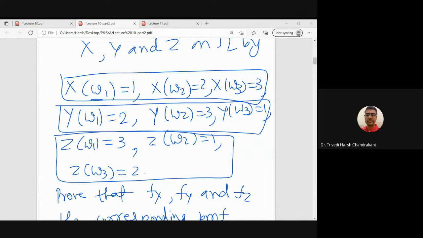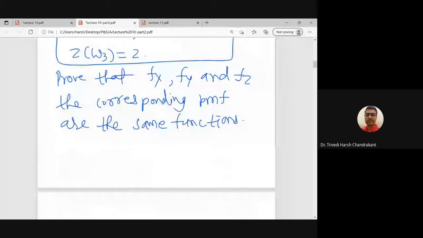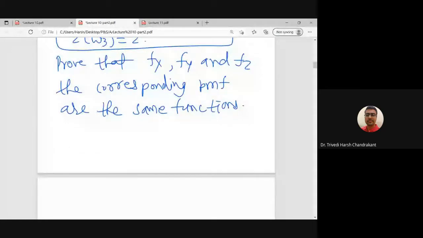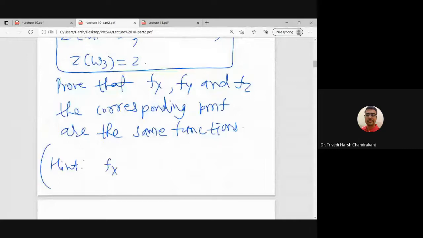we need to show that their probability mass functions are the same. The probability mass function is also a function from real numbers to real numbers. So to prove that the probability mass functions are the same function, I'm not solving it fully, but you can easily do that later. We need to show that fX is a function from R to R, fY is a function from R to R, and fZ is also a function from R to R.